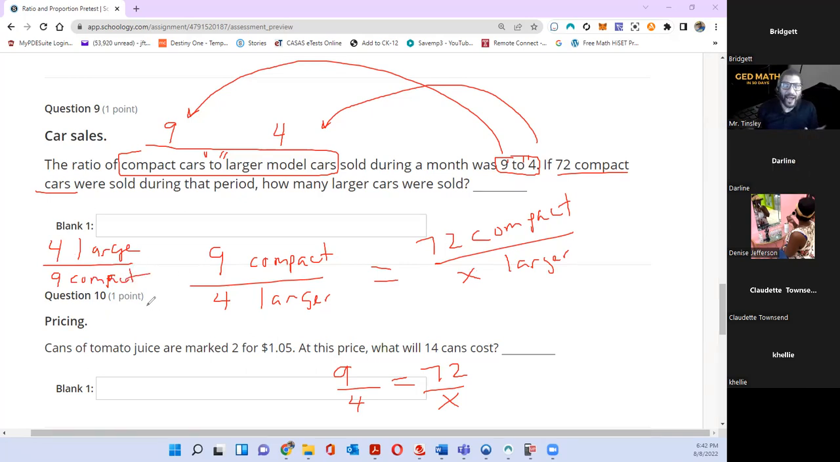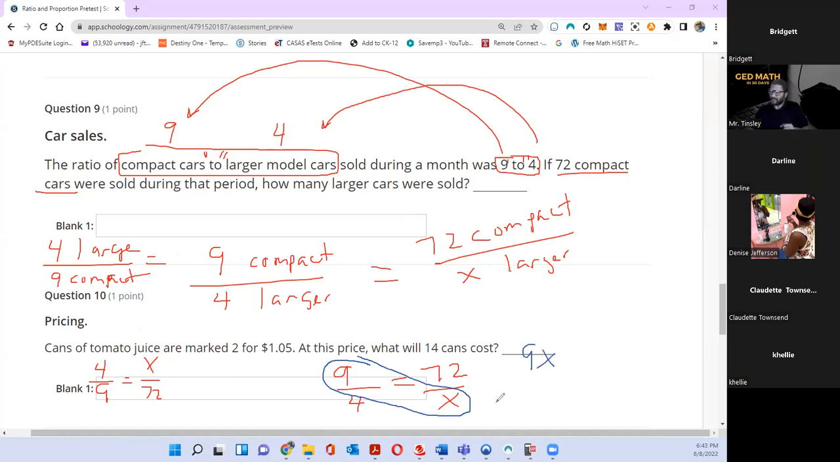It doesn't matter how you set up the ratio, as long as you stay consistent on both sides. So 4/9 is equal to, now again, 72 is compact. That means it's going to go on the bottom if I set it up this way. But guess what? Watch what happens when I cross multiply.